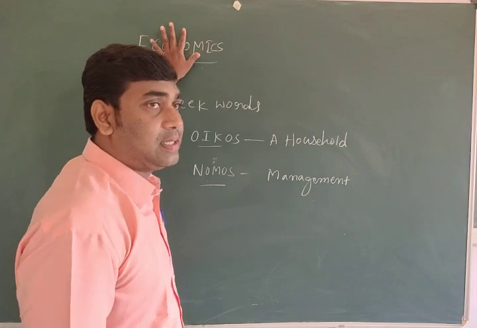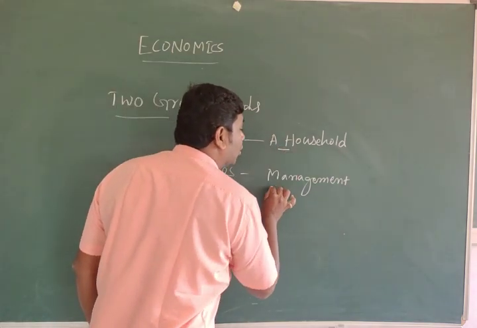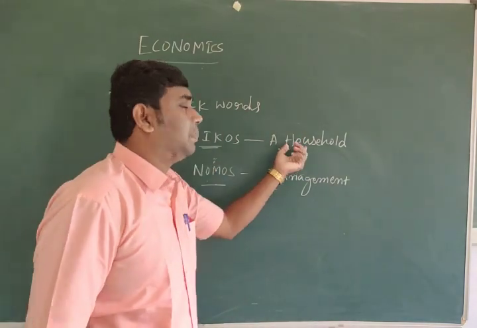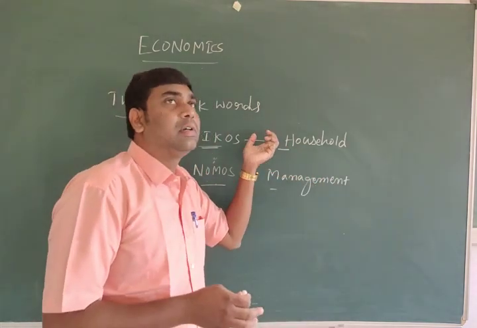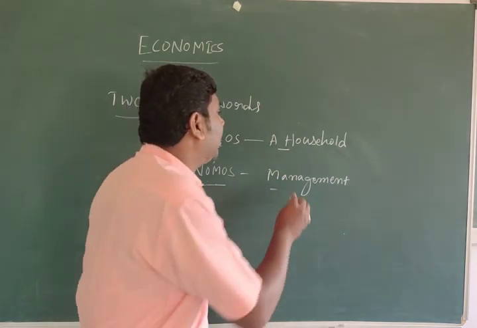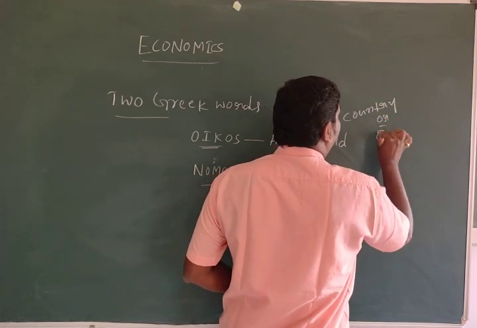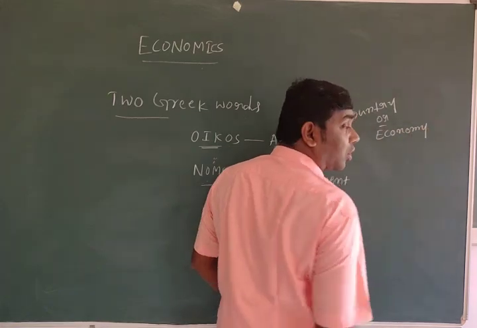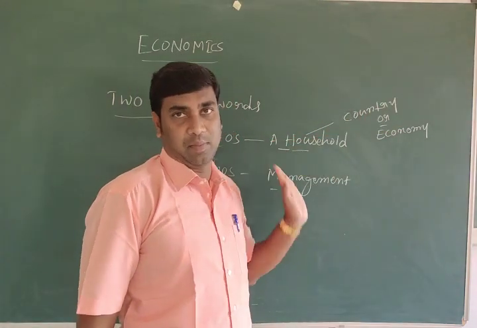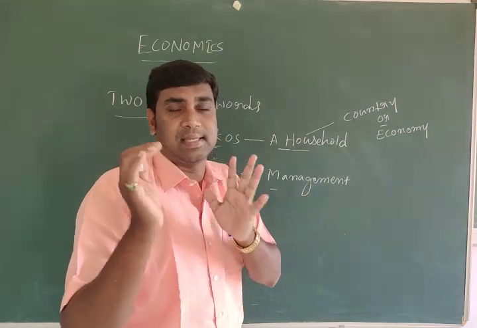Economics is derived from two Greek words. One is oikos, another is nomos. Oikos means household. Nomos means management. A household is nothing but a person. Just imagine, in a family you give complete importance and rights to the head of the family. Here we have to think of the house as a country or an economy. So how does the head of the family manage all the home's necessities?